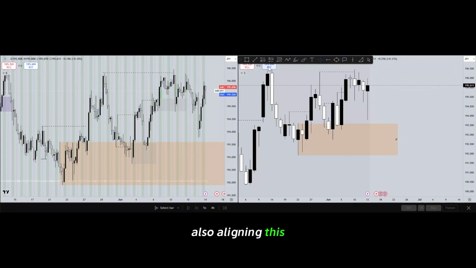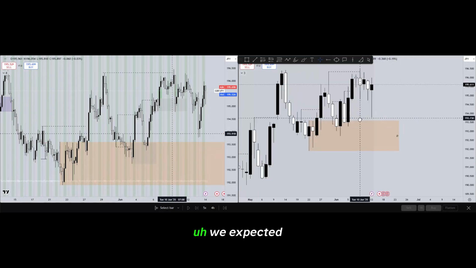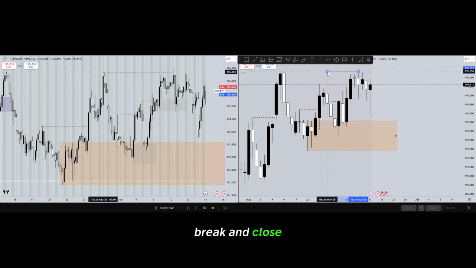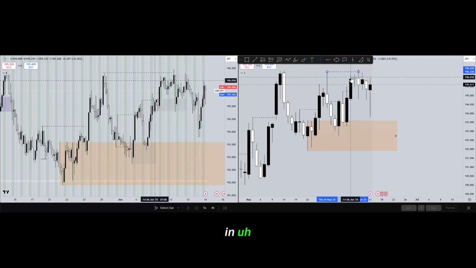And also aligning this with our structure on the high time frame, we can identify the clear picture. So here, when price mitigates this continuation zone, we expected the continuation higher to break and close above this high. So when price breaks and closes above this high, that is what it's trying to tell us: the buyers are weak here, and it has shifted the structure to bearish here in daily.